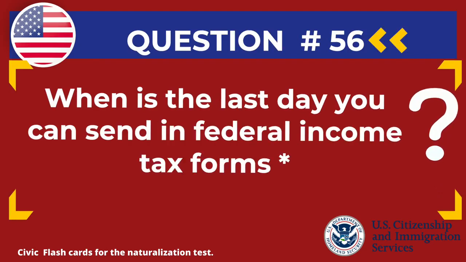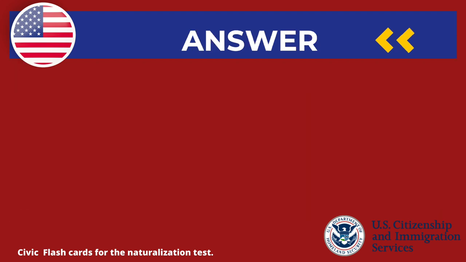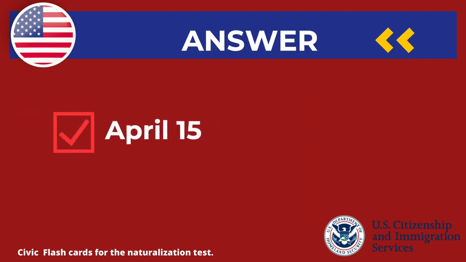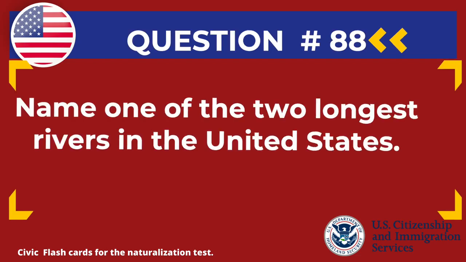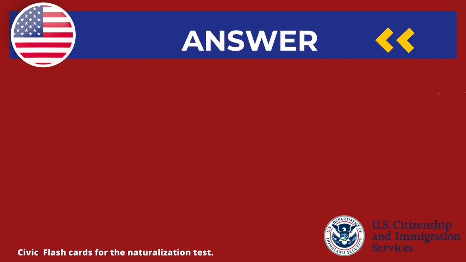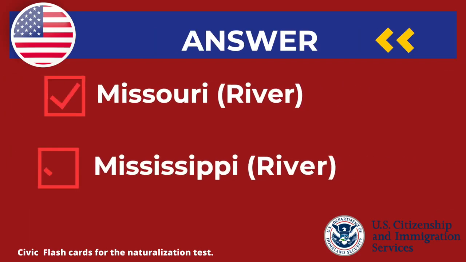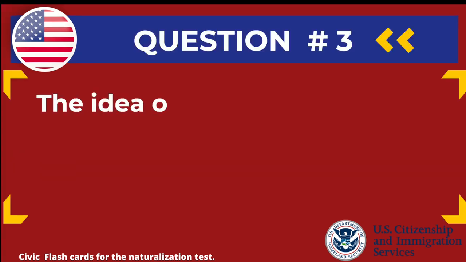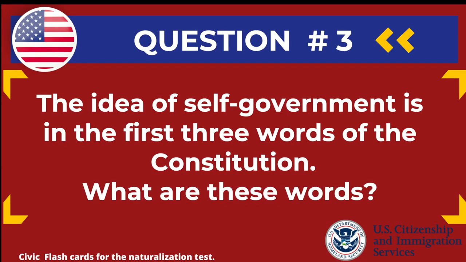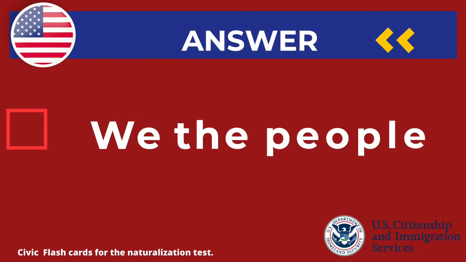When is the last day you can send in federal income tax forms? April 15th. Name one of the two longest rivers in the United States. Missouri River, Mississippi River. The idea of self-government is in the first 3 words of the Constitution. What are these words? We the people.